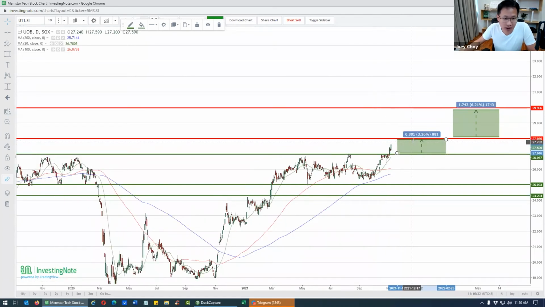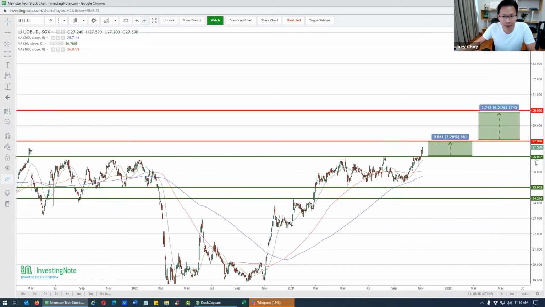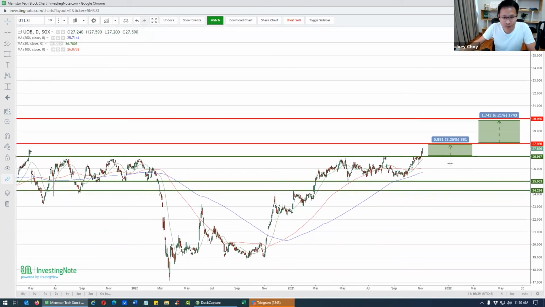And just take note, if 28 with the giveaway, I think we can actually see a little bit more strength, all the way to like 29 to 30. So this is UOB, also one of those stocks that have come into my watch list over the past 1 to 2 weeks, because we eventually broke this $27 level.